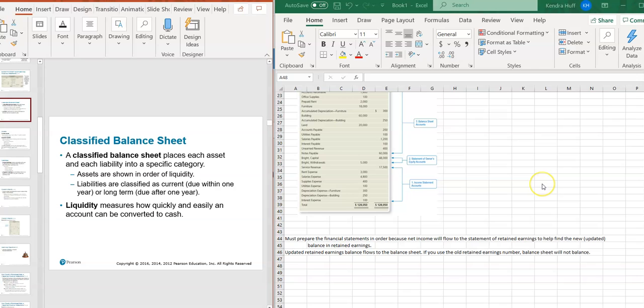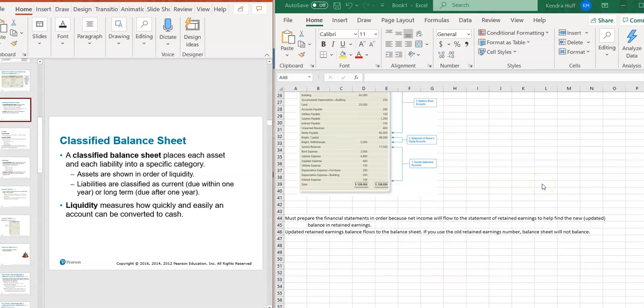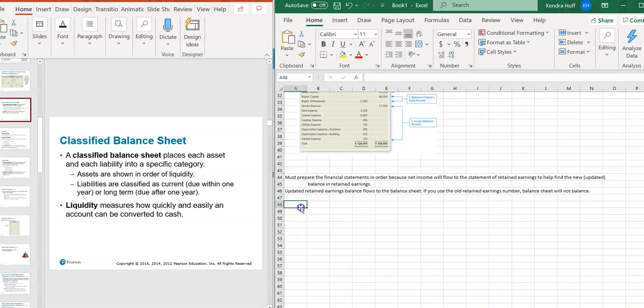Now, a new thing that we are going to do is classify the balance sheet. We're going to learn a classified balance sheet, and this is what will be on the next test. Not just a regular balance sheet, but a classified balance sheet. A classified balance sheet further categorizes the accounts by type.